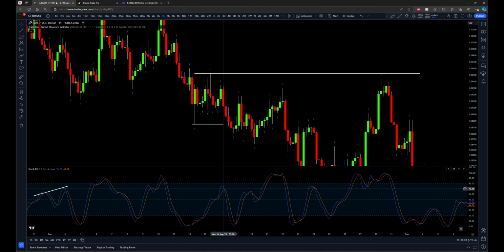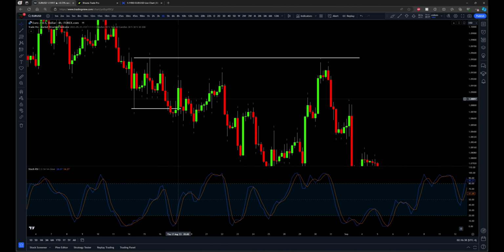So we come up, we don't get a full reset on our stochastic RSI. It's fine. Maybe we don't get an entry here. We break down. Okay, so this candle, new structure. So we're just expecting this pullback now. It's going to be a lower high compared to this one.